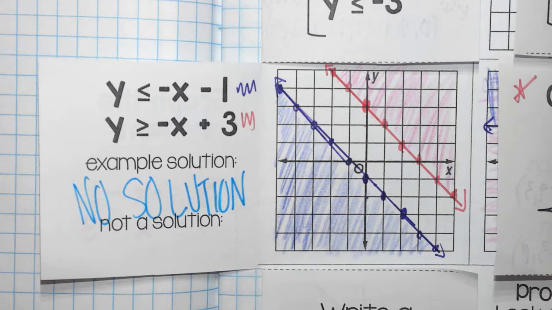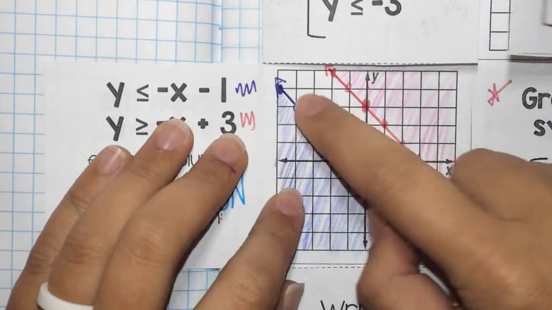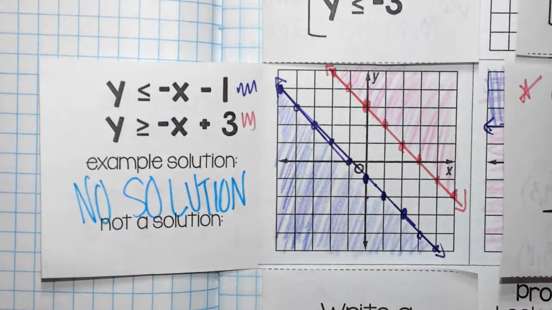All right. Does everybody understand why it's no solution? The colors don't overlap, so it's no solution. If the colors overlapped, everything in here would be the solution.